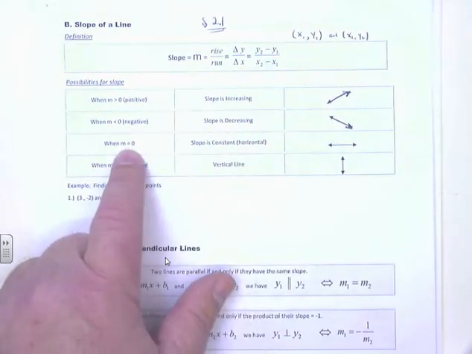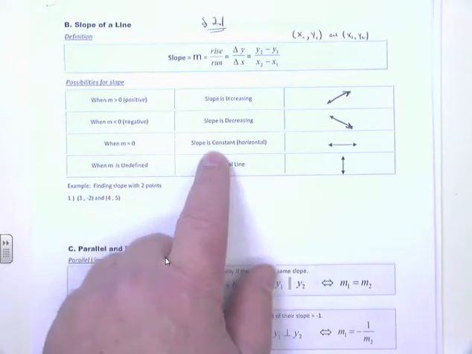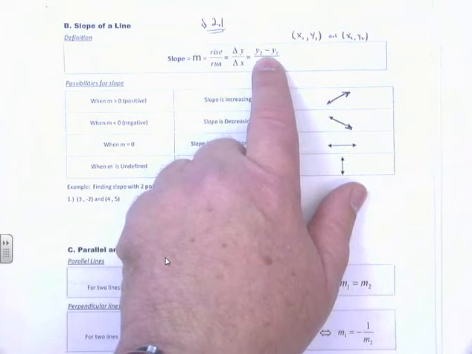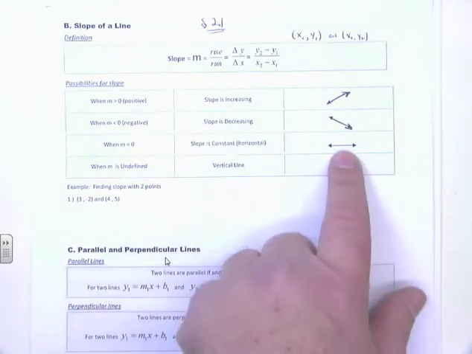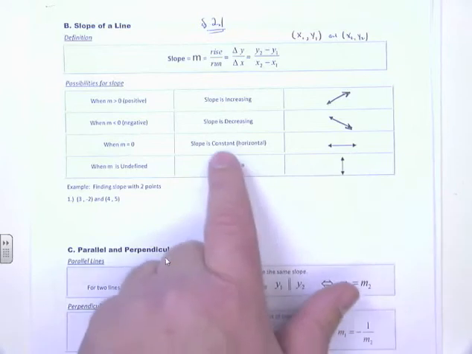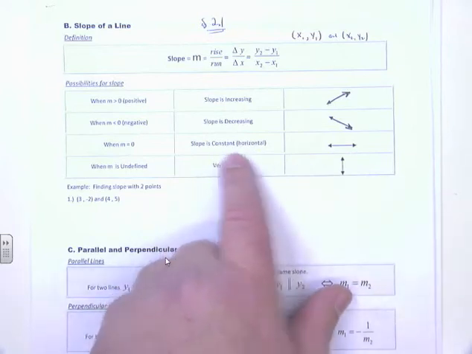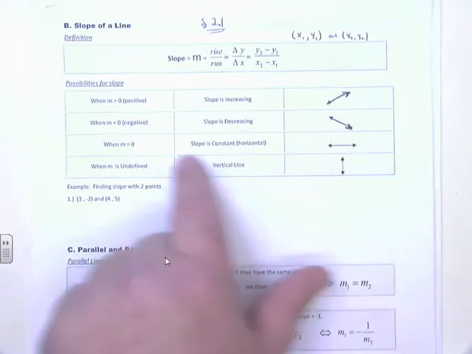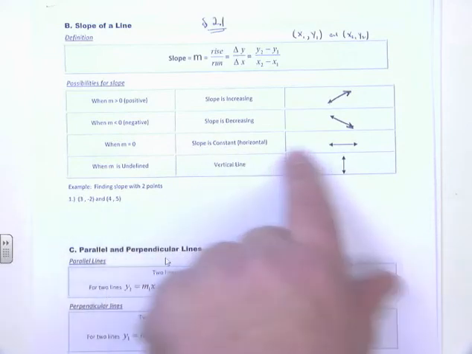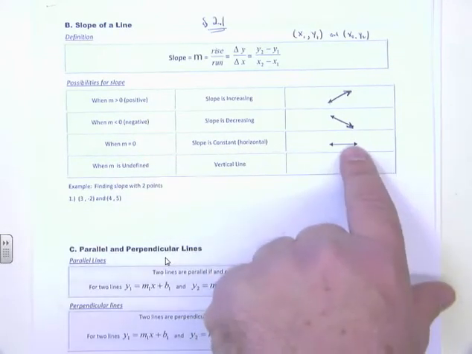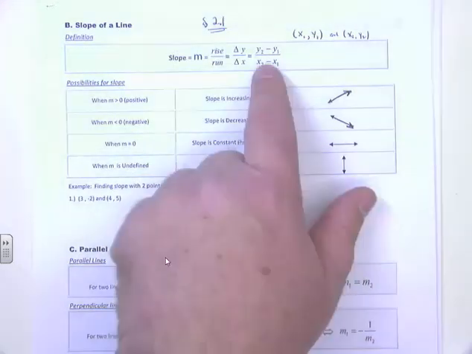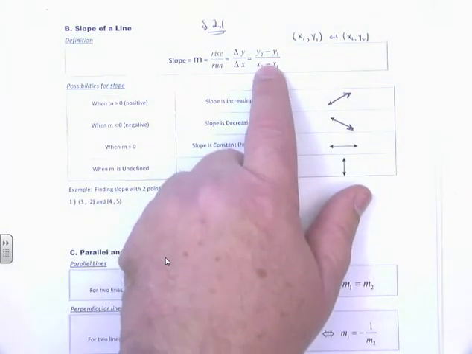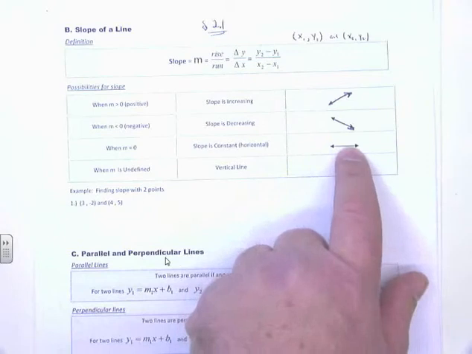When you have a slope of 0, a very important concept, that means there is no change in y. So it's 0 over a number to get 0. When there's no change in y, that gives you what we call a horizontal, constant slope. Therefore, the slope is constant, which is a 0 slope, and it's just a horizontal line. 0 divided by a number is 0, so when you get a 0 slope, it's horizontal.